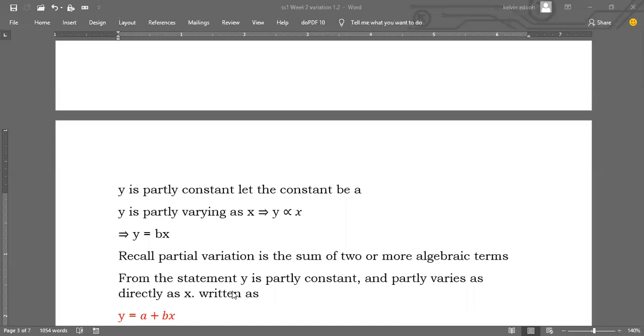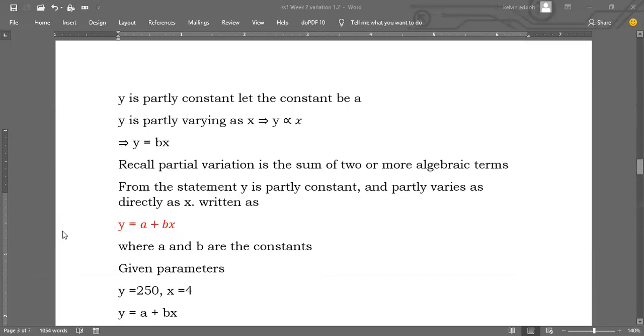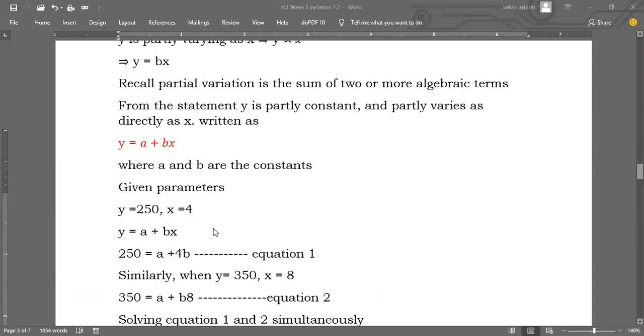And also partly varies. And we are explaining that statement as y equals to bx. So what you just do, just add them together. So you're having something like this: y equals a plus bx. Clear? We have a and b as constant terms I'm using. Okay, so now let's go.